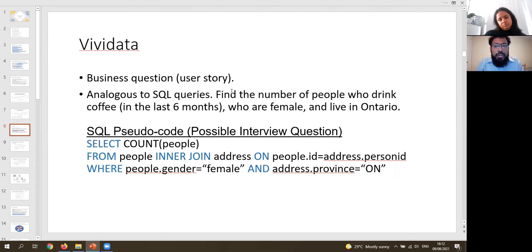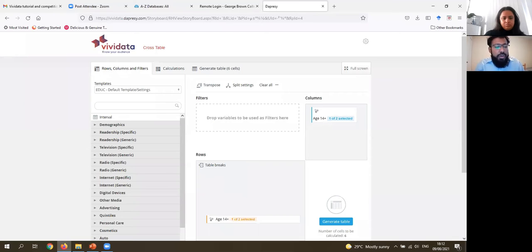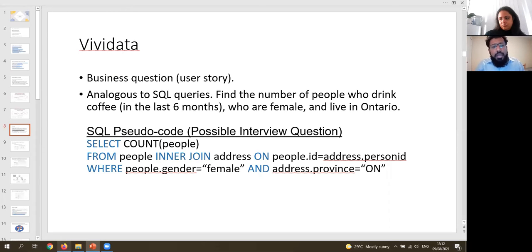So if you go to an interview for a data science position, they will ask you, okay, this is a business problem or a user story. Can you write a SQL query for this or not? Okay, so this is what it will look like, but we will be implementing the same thing on VV data. So the first thing, we want to find the number of people who drank coffee within the last 6 months.